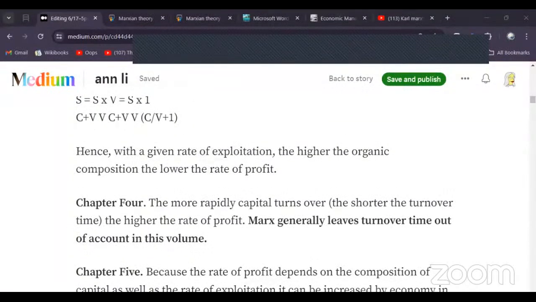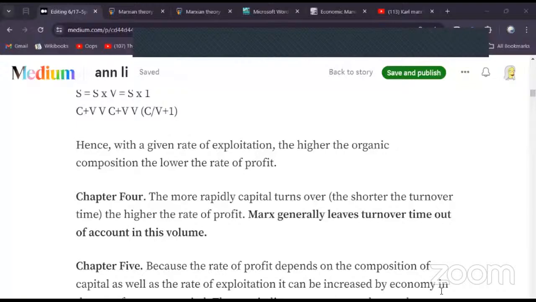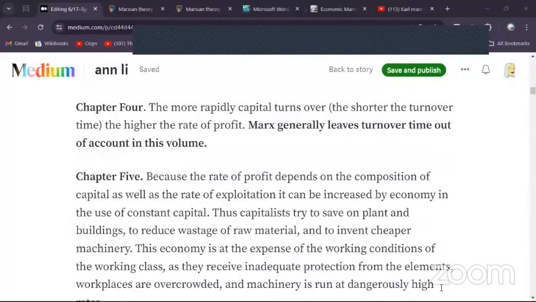Chapter 4, you see, we've just moved right along. Although there are 50 chapters, which is a little nuts, the chapters are very short, so don't make yourself crazy by thinking, oh God, there are 50 of these things. The more rapidly capital turns over, that is, the shorter the turnover time, remember, we introduced that idea in the last volume, the higher the rate of profit.